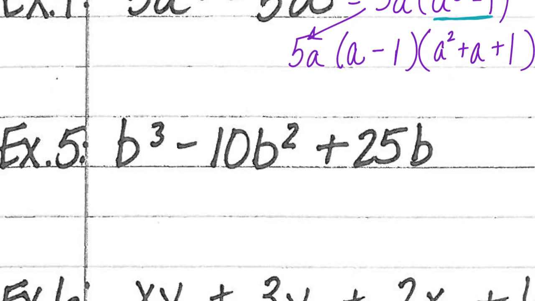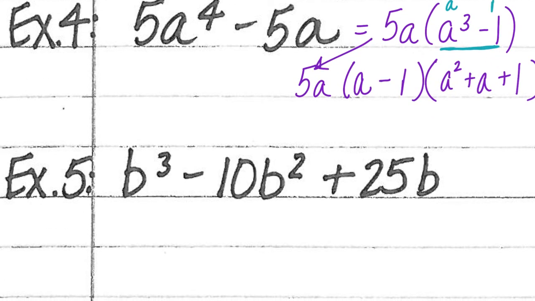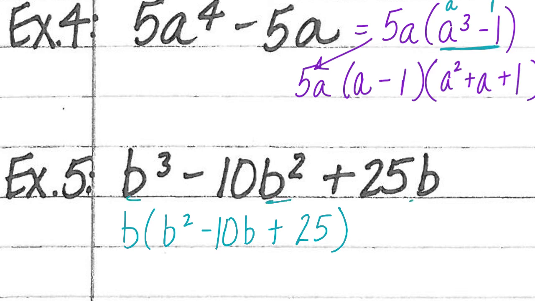One more example because I got to go to class. Ooh, we can take out a GCF first. Let's do that. B can come out where we have b squared minus 10b plus 25. Took out a b from everything. The factors of 25 that add up to be negative 10 are b minus 5 quantity squared.